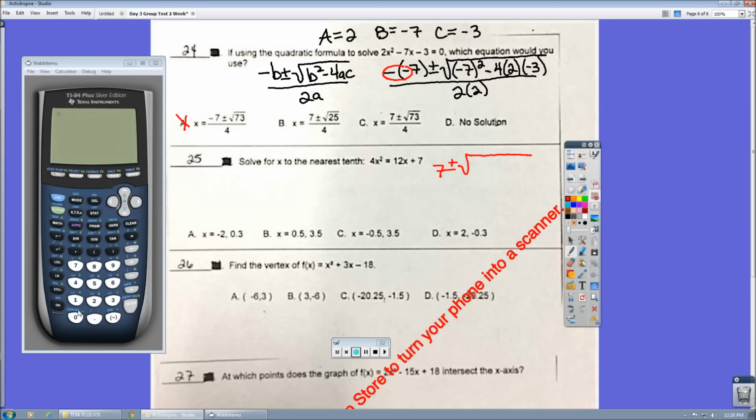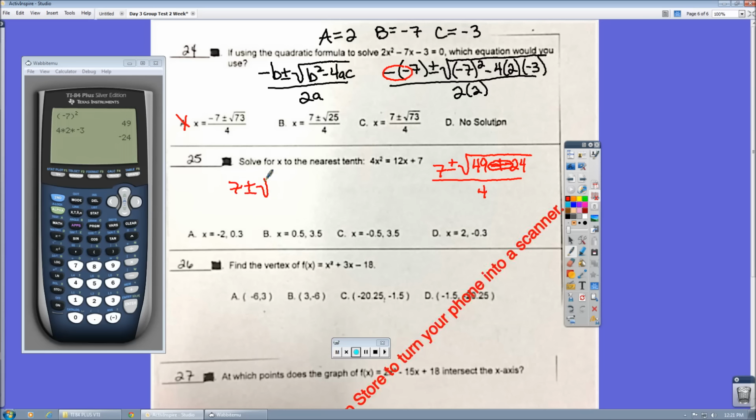Negative 7 squared. Punch it in your calculator, but use the parentheses. You get positive 49. And then 4 times 2 times negative 3. Notice we get negative 24, but you have to bring down that minus sign under the radical. So you get minus a negative 24, which is a positive 24. So that means we're going to add underneath the radical sign. And then 2 times 2, some tough math, 4.